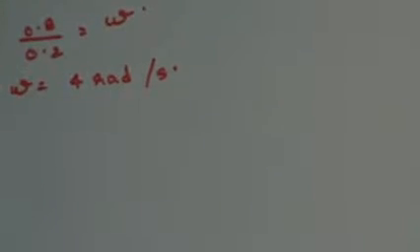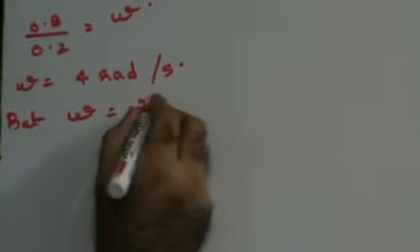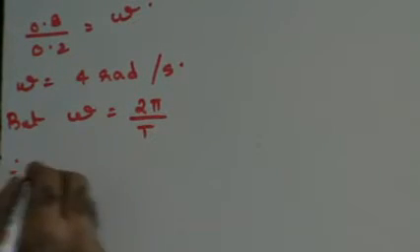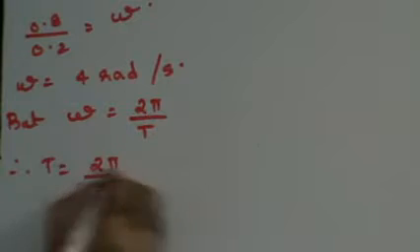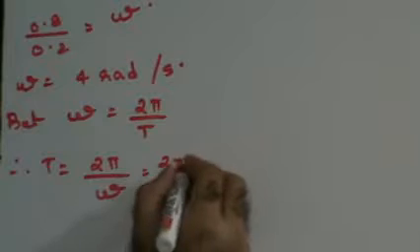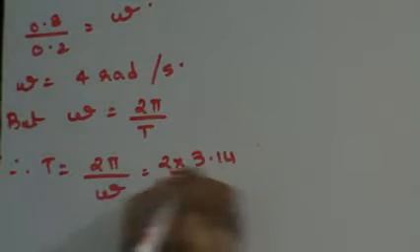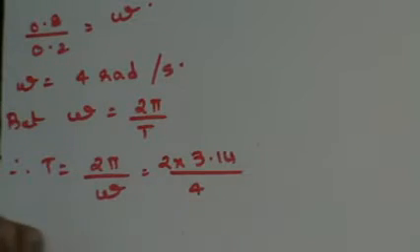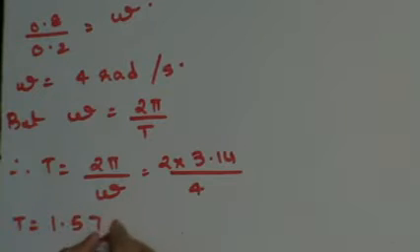Right? Once you know omega, you can say omega is nothing but 2 pi upon T. Therefore, T is 2 pi upon omega, in which case I'll get the value of T, that is 2 into 3.14 upon omega 4. So you'll get the value of T as 1.57 seconds.